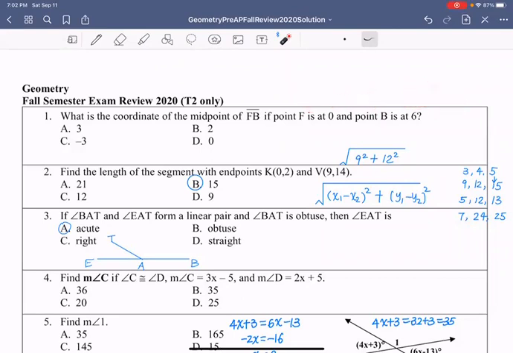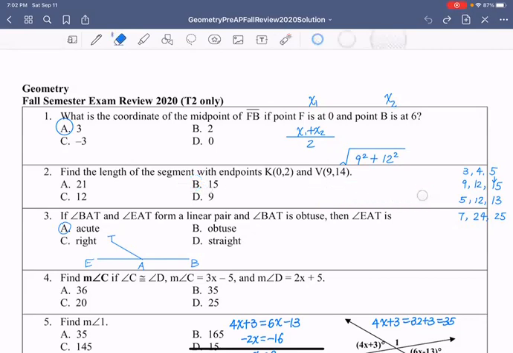So what's your answer? 0 plus 6 is 6, and divided by 2 is 3. So A. Good job. This is just 1D. You add them together and divide by 2. This is the midpoint formula. Next one, we are looking for the distance formula.